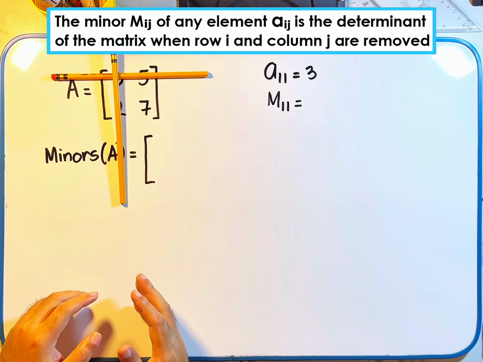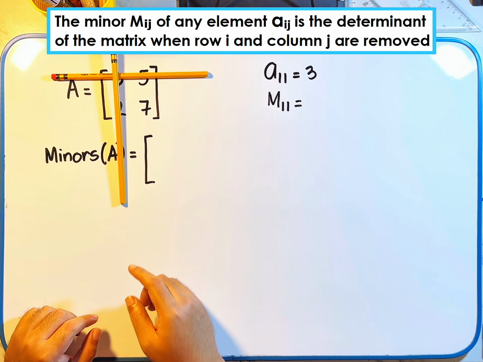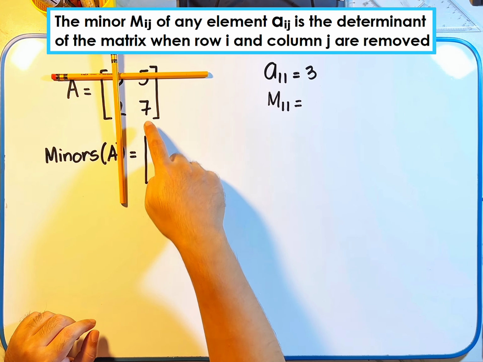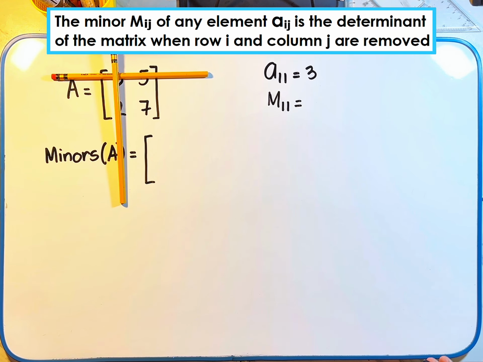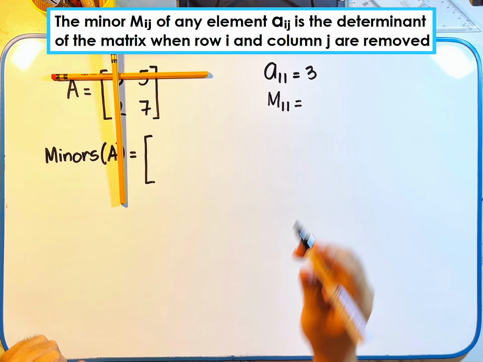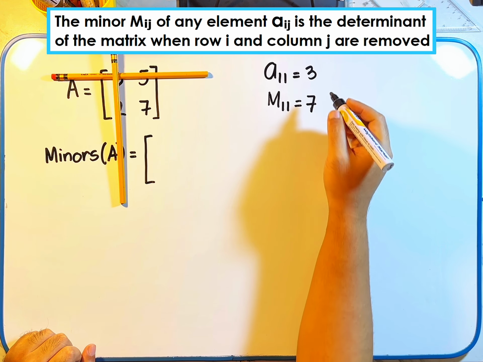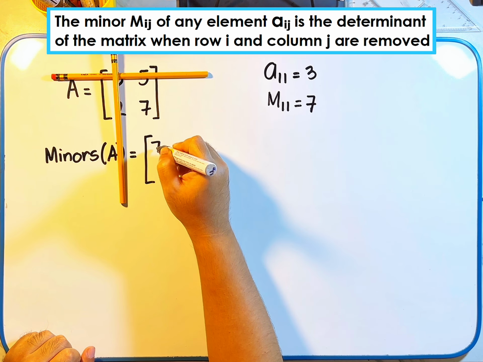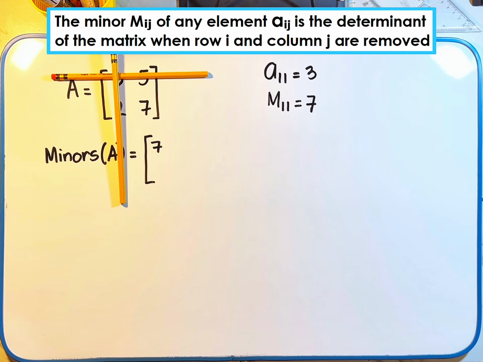In this case, since this is only a 2 by 2 matrix, there's only one element remaining, which is 7. So safe to say that's the determinant. And we will replace by 7. Instead of 3, we will replace it by 7. Okay? That's the minor of this element. Next.